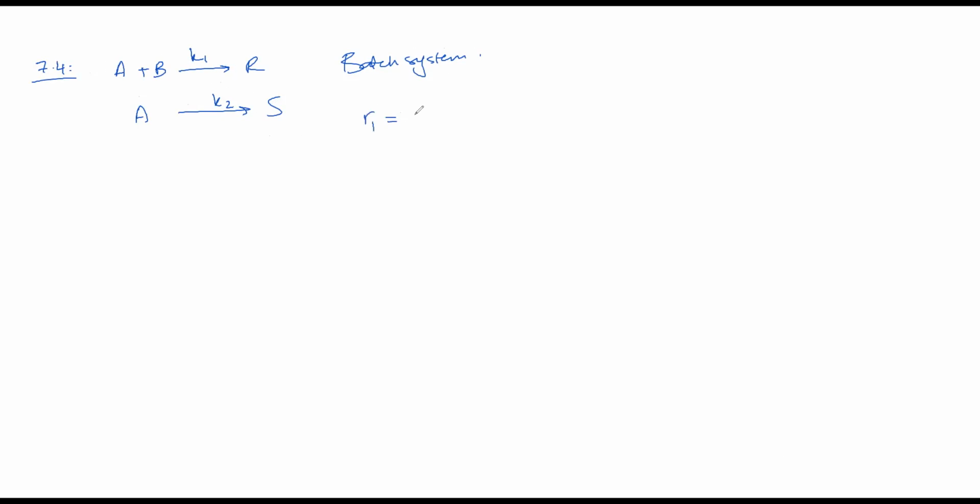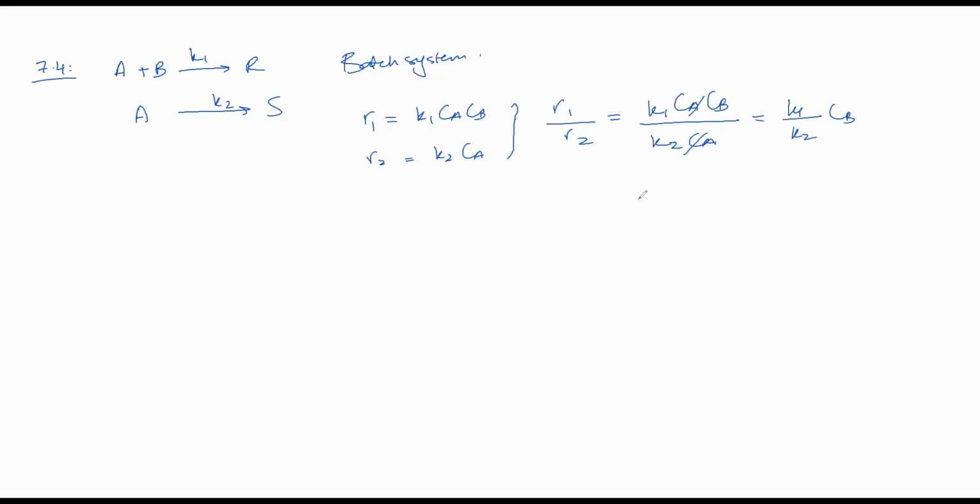So again, I want to maximize the first reaction, minimize the second reaction. So R1 will be K1 Ca Cb, and R2 will be K2 Ca. So the ratio of these two, R1 over R2, will be K1 Ca Cb divided by K2 Ca. These cancel out, so I get K1 over K2 times Cb. So in order to maximize this ratio, I need to maintain Cb to be as low as possible, right? Keep Cb low, right? Let's write it here.